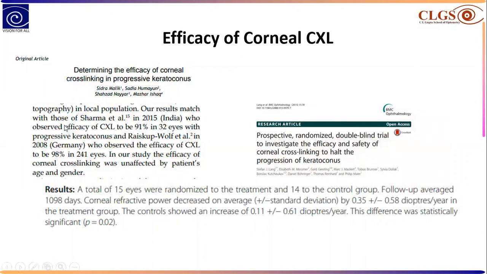So how effective is C3R, having all things said and done? Studies have shown that it's quite effective. One study done in India in 2015 showed that CXL is about 91% effective in 32 eyes where they did the CXL. 91% means good efficacy. There is a 10% chance of treatment failure, but 90% is a high effectivity.